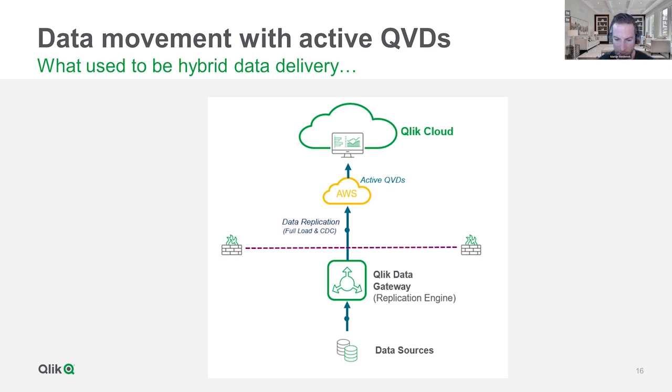Because it basically allows me to connect to my data sources which are on-premise, and it allows me to have fresh data in the cloud. So every 15 minutes my data is being updated in the cloud. And by the way, I'm now talking about data gateway data movement, which used to be hybrid data delivery. What it basically does is it moves your data. For each table, it creates a QVD in a bucket in AWS. And it's just a normal QVD.